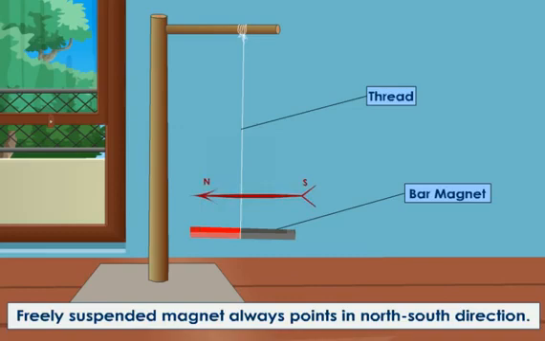Students, the end of magnet which points towards the north is called the North Pole, and the other end which points south is called the South Pole. These north and south poles are marked by the letters N and S respectively.